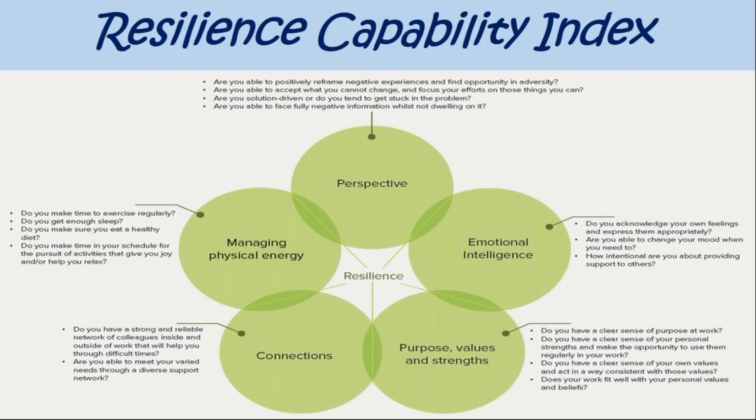To help us break it down and think about the different elements of our resilience and how it's made up, I'm going to use this model. The Resilience Capability Index was developed as a tool for leaders to understand and develop their personal resilience capacity, and it describes for us 5 different capabilities that we can all learn and develop. And these 5 capabilities are managing physical energy, perspective, emotional intelligence, purpose, values and strengths, and connections. And you'll see the model shows them as interrelated, which they are. And I'm going to go through each one at a time just to say a little bit about each element.